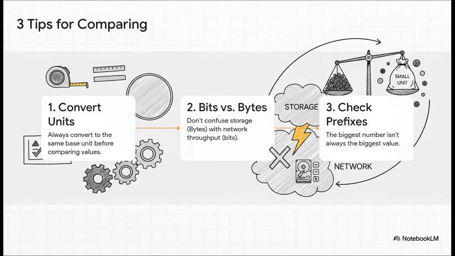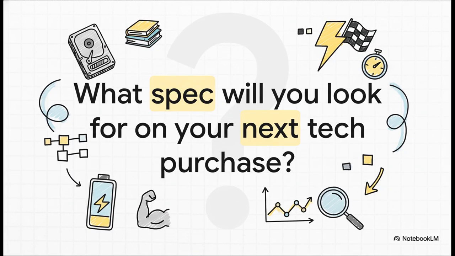So, let's wrap all this up with 3 golden rules you can take with you. First, always, always convert to the same unit before you compare anything. Second, never confuse storage bytes with network bits. And third, remember that a really big number with a small unit can be way smaller than a small number with a big unit. You are now officially equipped to decode the jargon.